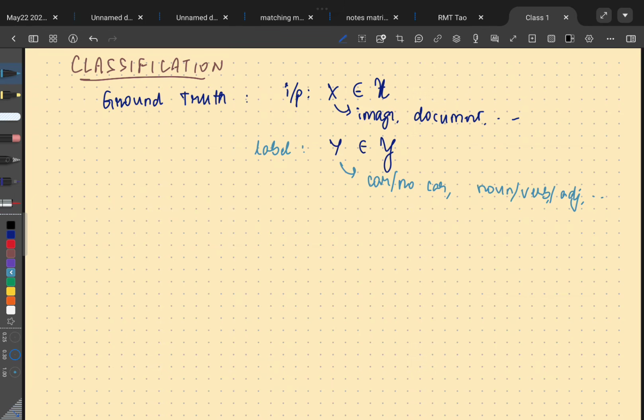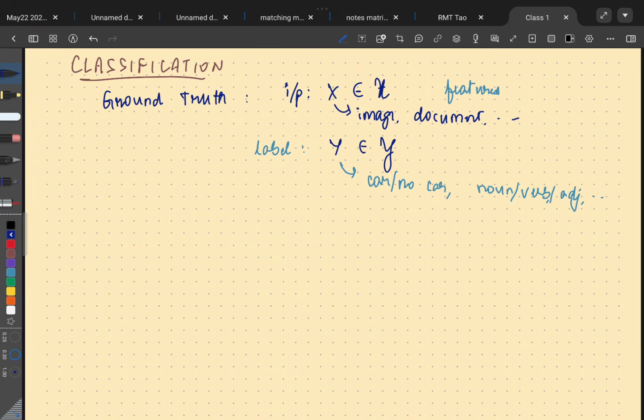Okay, so just a little bit of terminology. These Y's are going to be called labels, and X are commonly called features. Our goal now is that we need some kind of a model to represent this particular ground truth. What is the relationship between the feature and the label?